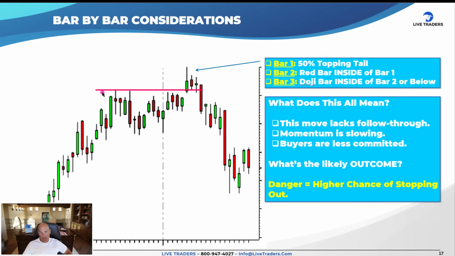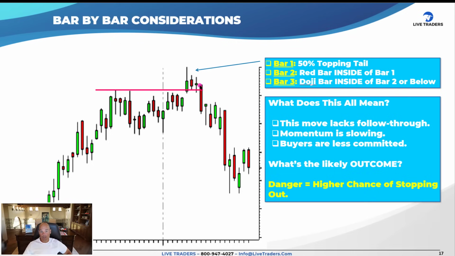So, red bar here, resistance. Note, we have buyers stepping up down here, bottoming tail here, okay? And then it breaks out, right? Moves back up, chops, and breaks out. But on the breakout, it leaves a big-ass topping tail. Note, 50% topping tail. Bar number 2, red bar inside of bar 1, not positive.